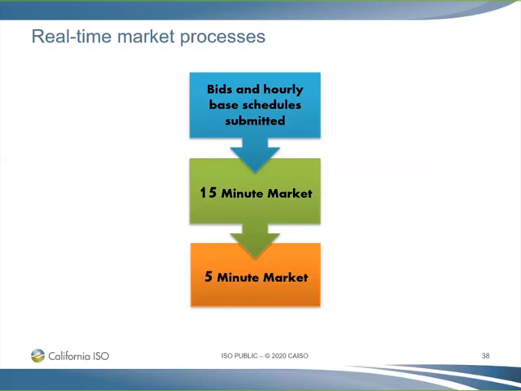Inputs into the real-time market include the day-ahead results, resource parameters, real-time system information, supplemental energy bids, outage information, and transmission line information. The market results generate real-time dispatches, ancillary service awards, and startup or shutdown instructions. In the 5-minute time frame, the 5-minute prices are set and energy is dispatched.